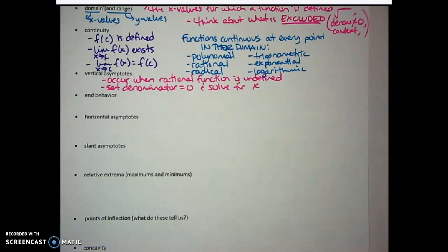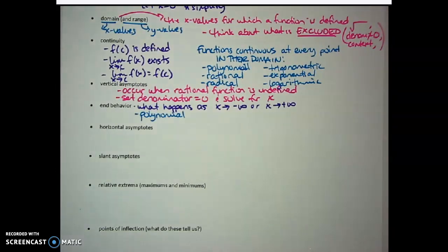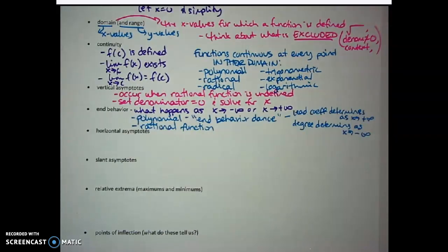The end behavior. The end behavior is what happens to the function as x approaches positive infinity or x approaches negative infinity. Perhaps you remember, those of you that had me for Algebra 2, for polynomials, the end behavior dance that we used to do. Remember, the leading coefficient determines whether the right end of the graph goes up or down, and the degree determines if the negative or left end of the graph goes up or down. For a rational function, you're just looking for the horizontal asymptotes. Are there any horizontal asymptotes? That's basically your end behavior.